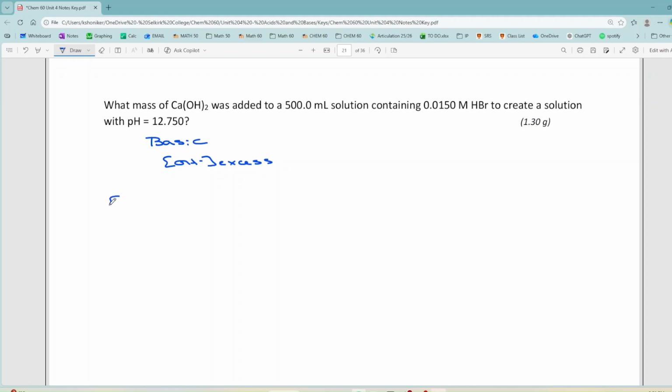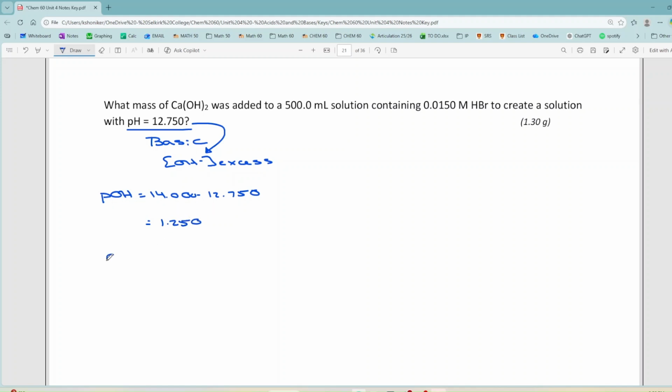So if it's basic, I need to find the amount of hydroxide ions in solution. Now I need to go from pH to hydroxide ion. So I can do pH to hydrogen concentration to hydroxide, or I could do pH to pOH to hydroxide ion, which I'm going to choose to do. So I'm going to say that the pOH is going to be 14 minus the 12.750, which is going to give me a pOH of 1.250.